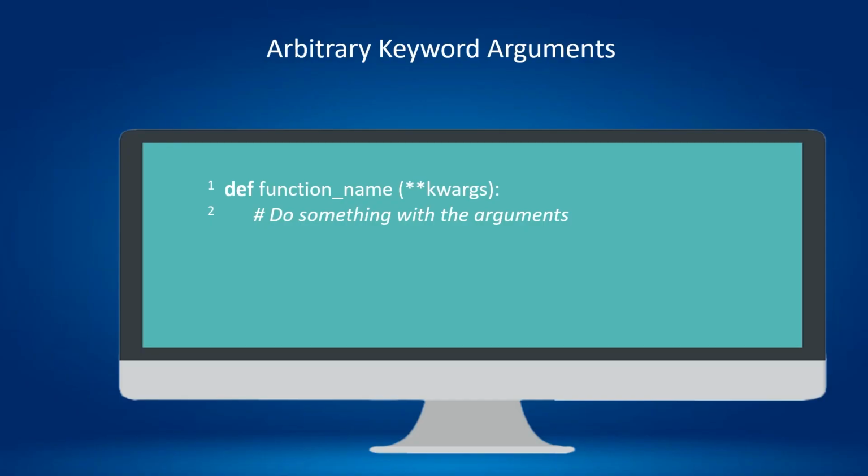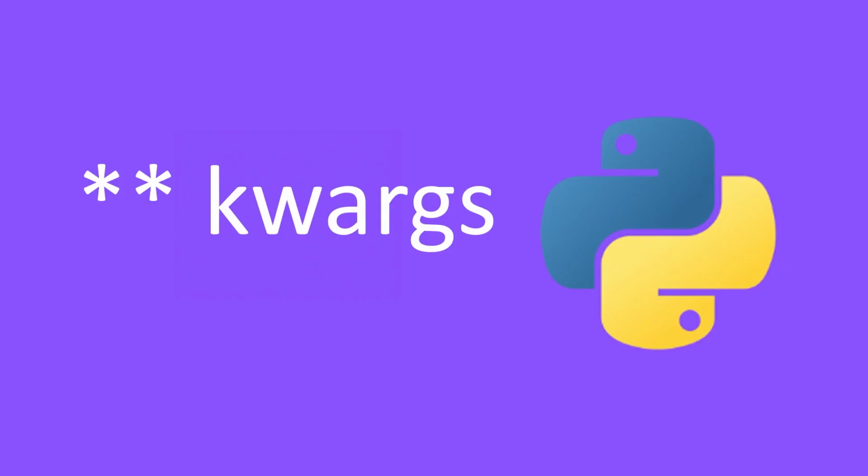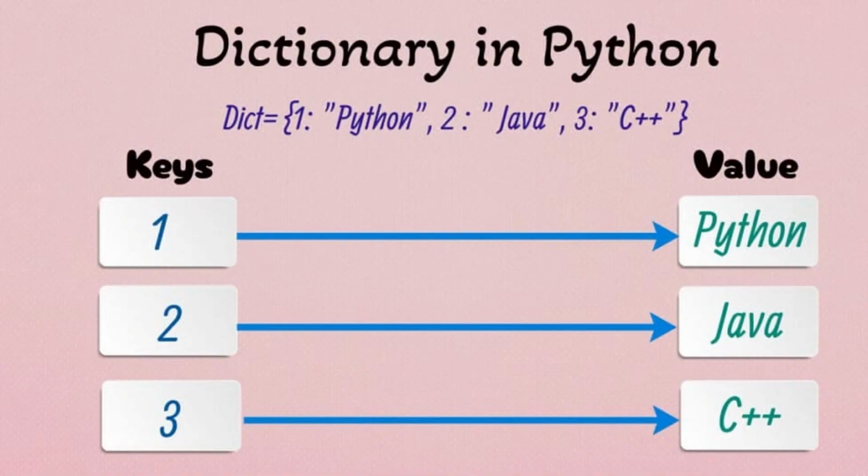Similar to arbitrary positional arguments, Python also offers a way to handle an arbitrary number of keyword arguments. This is used when you want to accept an arbitrary number of keyword arguments in a function. So what we do is simply put a double asterisk before our parameter name in the function definition. The double asterisk tells Python to gather all the extra keyword arguments and pack them as a dictionary. This is slightly different from arbitrary positional arguments, where it packs all the inputs as a tuple. The keys in this dictionary are the argument names and the values are the corresponding argument values.